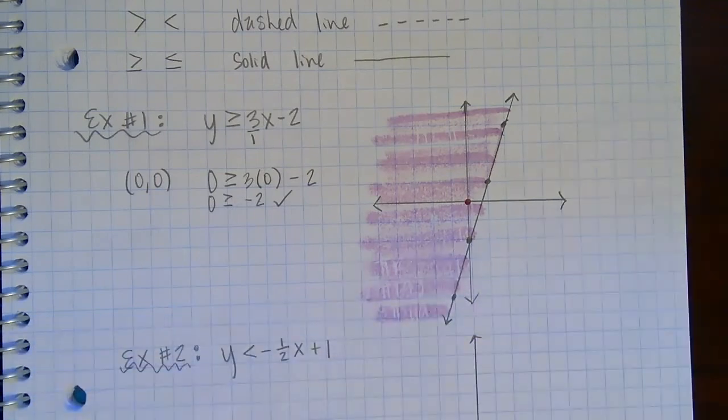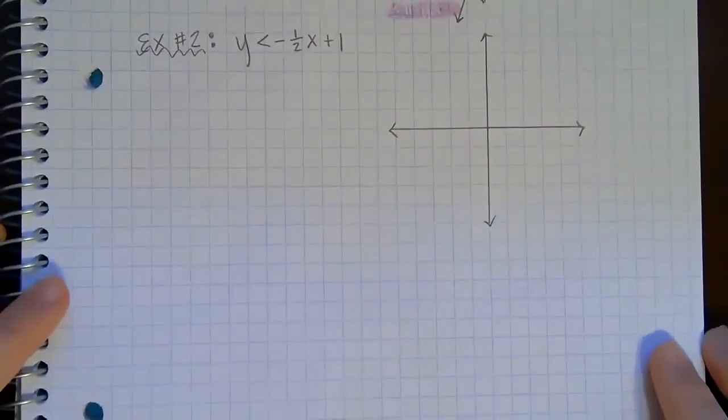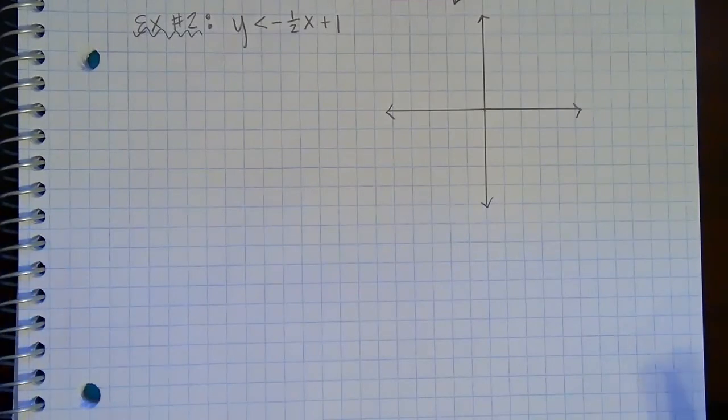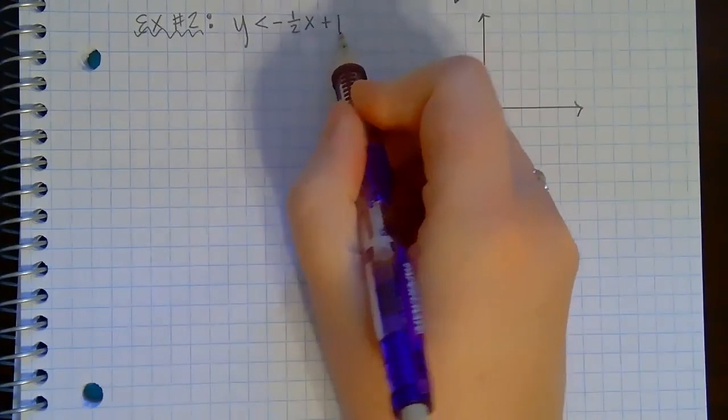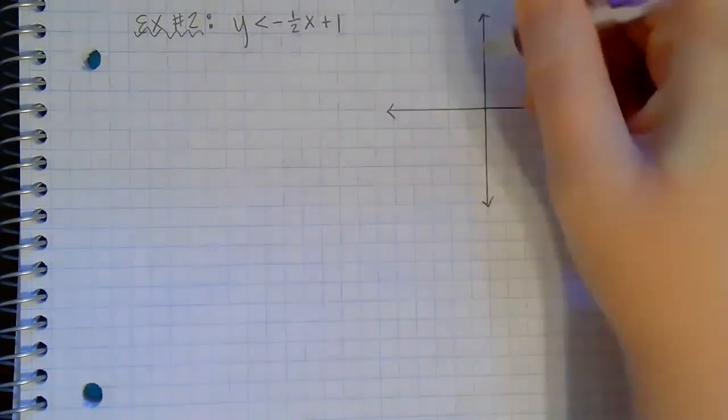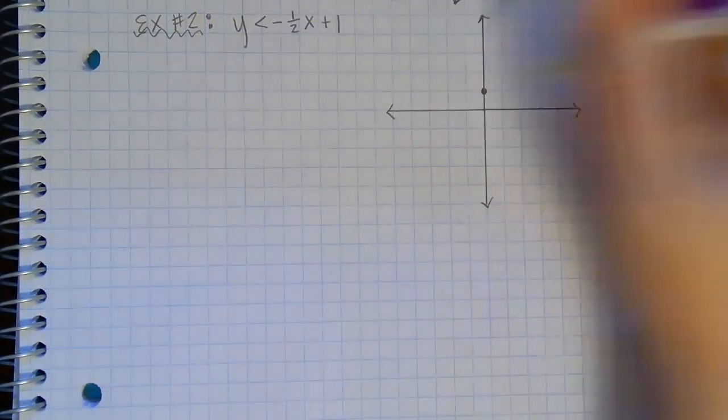Let's look at another one: y is less than -1/2 x plus 1. Again, I'm going to start graphing like normal. This is my y-intercept, so I'm going to go up 1 first. This is +1, make a point.